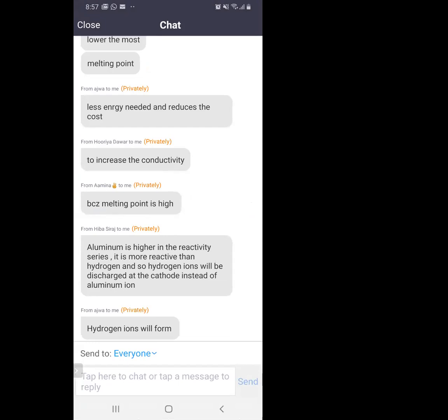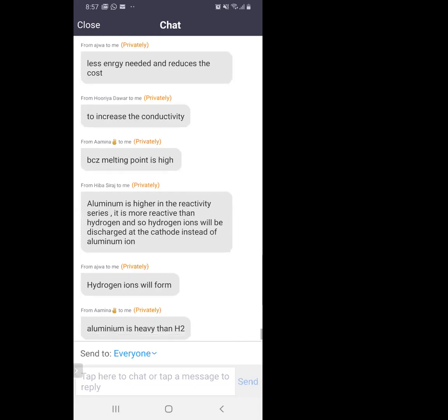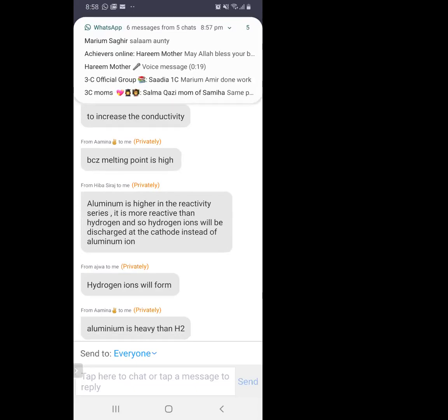Yes, Hiba, your answer is correct. Aluminum is higher in the reactivity series. It is more reactive than hydrogen. And so hydrogen ions will be discharged at the cathode instead of aluminum ion. Hydrogen ions will be preferably discharged. Aluminum is heavier than hydrogen.